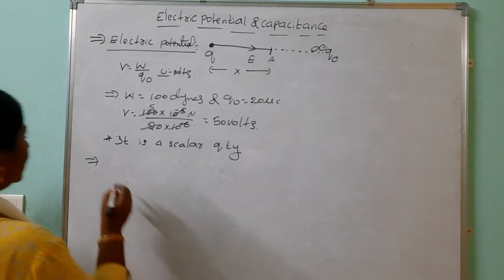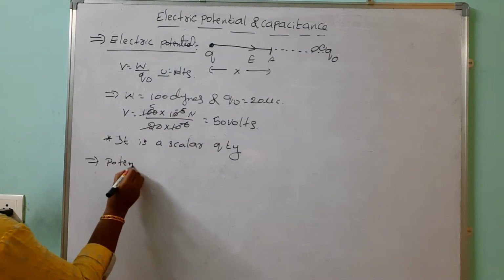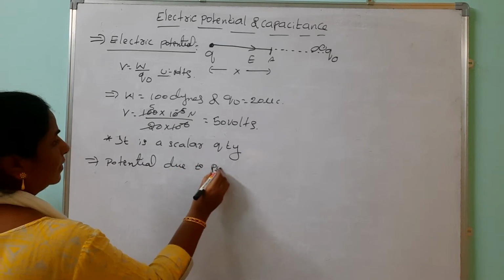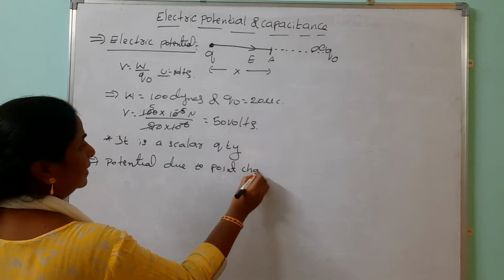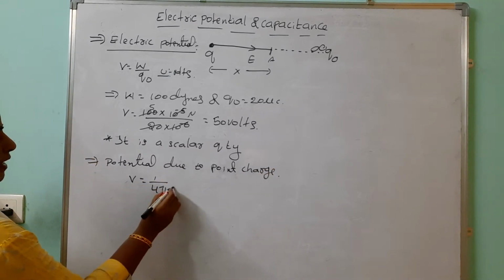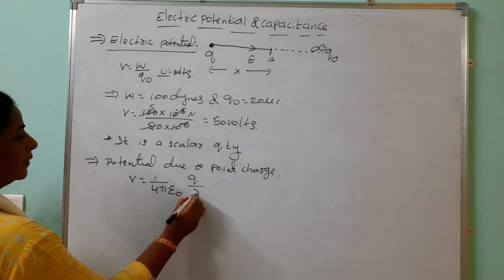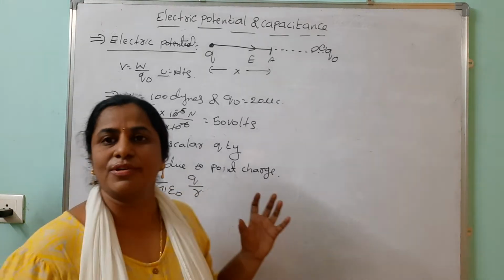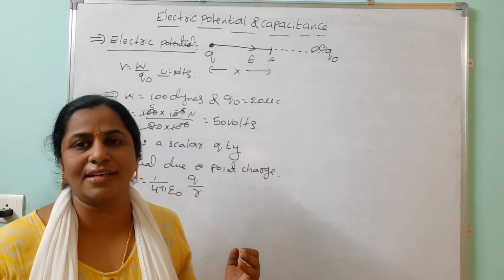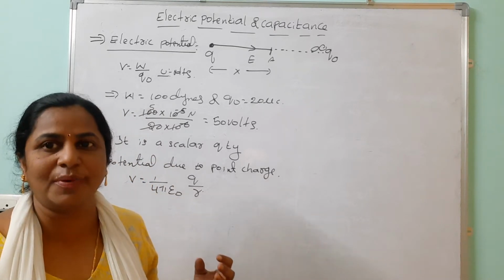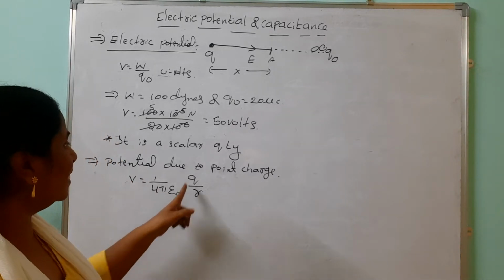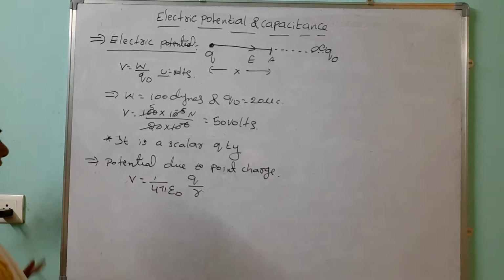Here, potential due to point charge. What we are taking in this case, you remember that V equals 1 by 4π epsilon naught Q by R. You know that Coulomb's force is 1 by 4π epsilon naught Q1 Q2 by R square. Intensity is 1 by 4π epsilon naught Q by R square. But potential, you see, V equals 1 by 4π epsilon naught Q by R. So this is the electric potential.